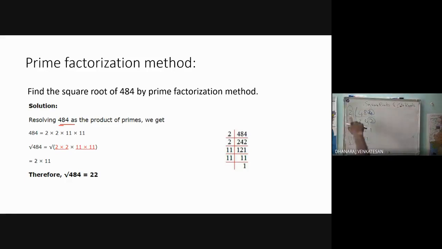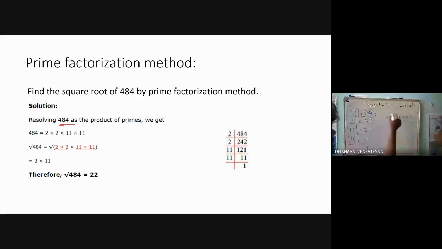Okay, thank you. 484. After dividing by 2, you will get 242. Again by 2, you will get 121. Again by 11, you will get 11. These are the factors for this number. These are the prime factors: 2 cross 2 cross 11 cross 11.